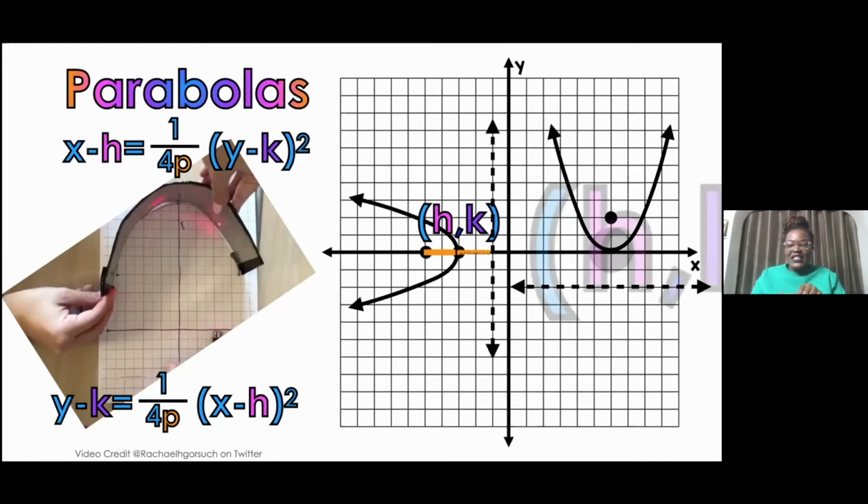The same thing happens if it opens up and down. I have my h and k. And then I have my p-value, which is the distance between the vertex and the focus, which is the same as the distance between the vertex and the directrix. We have our h and k, we have our p-values.